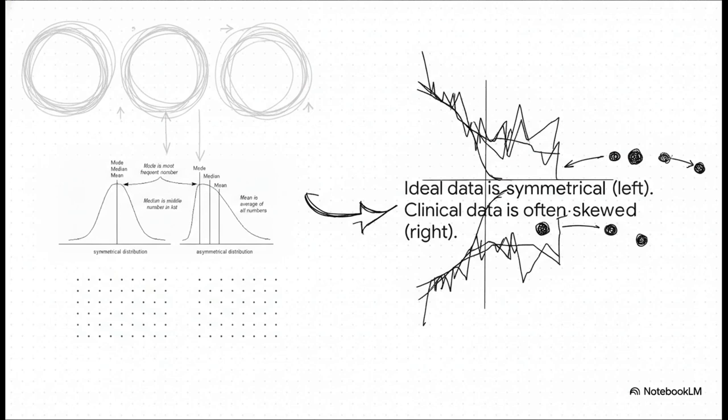And this visual just nails the problem. Over on the left, you've got the ideal world, that perfect symmetrical distribution where everything, the mean, the median, the mode, all lines up beautifully. But on the right, that's what we so often see in reality, an asymmetrical or skewed distribution. And you can see how just a few extreme values, what we call outliers, can literally pull the average, the mean, away from the center. That can give you a really misleading picture of what's typical for a patient.